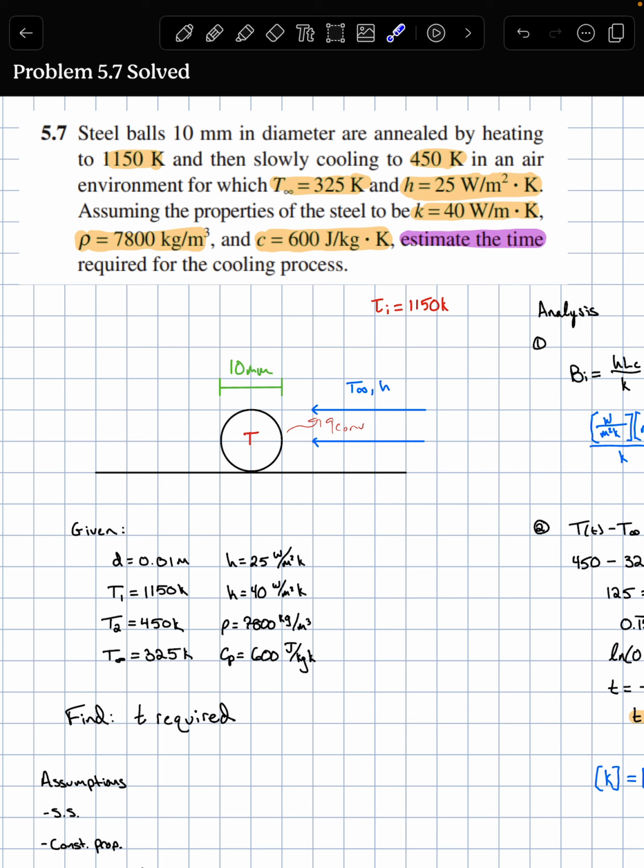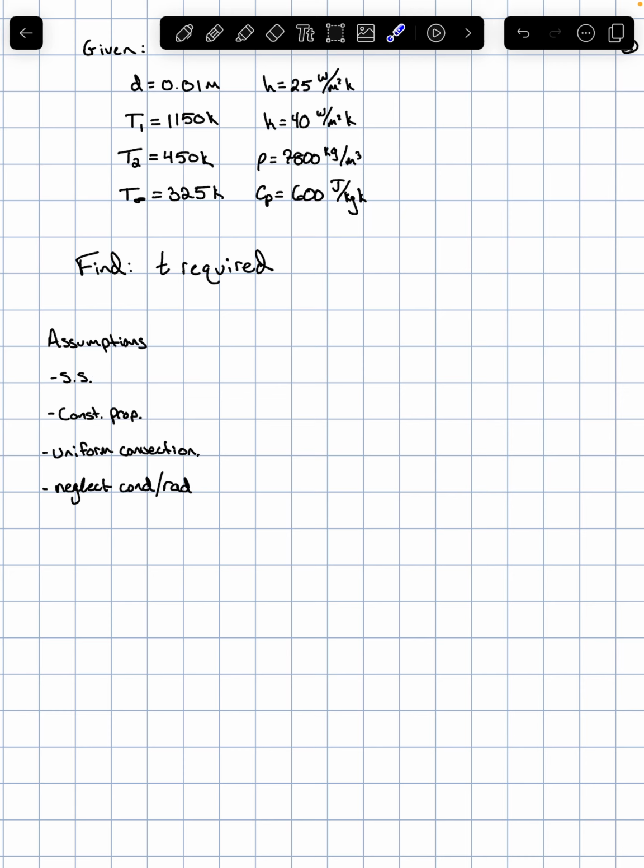Not much there. We have our givens and our assumptions. For assumptions, I said steady state, constant properties, because the steel is not exactly changing, uniform convection, and I said neglecting conduction and radiation, because it said nothing about small object, large environment. Even though I drew it sitting on something, because it felt wrong to have it just sitting out there in space, there's no conduction going to that. So we're going to ignore that.